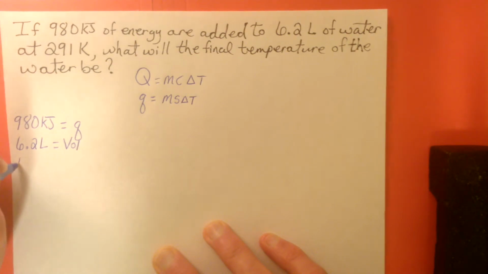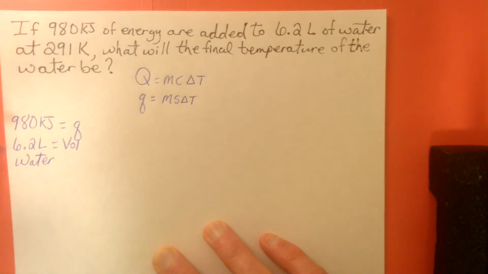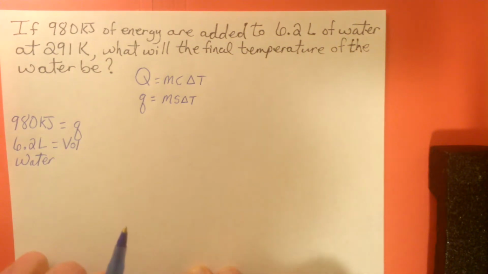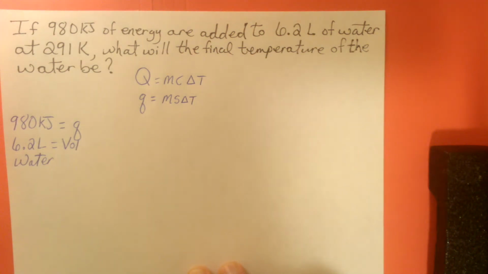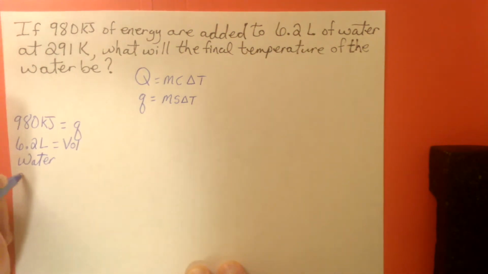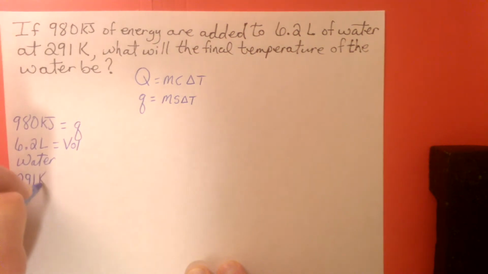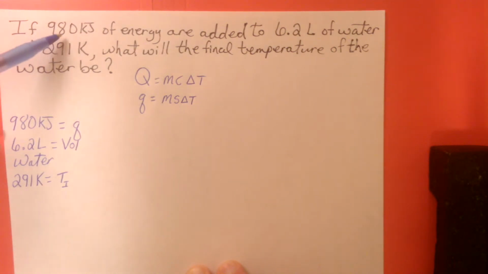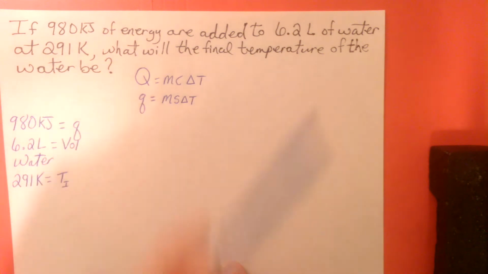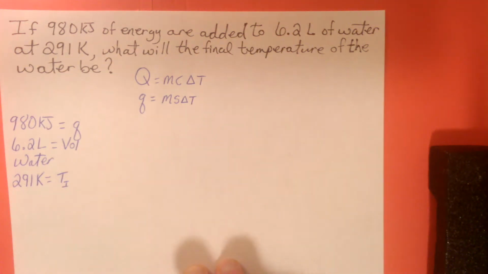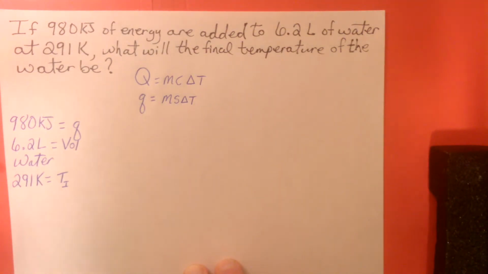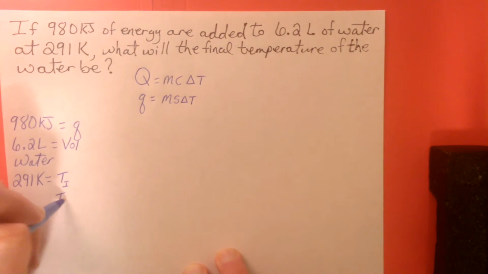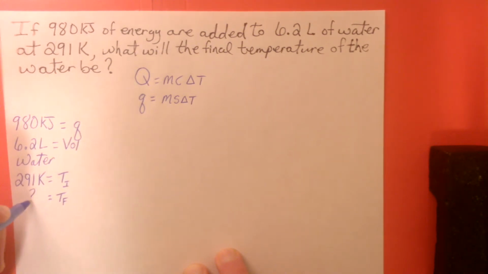I'm going to write that down because we know that our specific heat capacities are dependent upon the material. We have to find those specific values. Now the water is starting at 291 Kelvin. So that is an initial temperature, a starting temperature. That 980 kilojoules of energy was added to the 6.2 liters of water while the water was at 291 Kelvin. Now, the question is, what will be the final temperature? So what is TF?